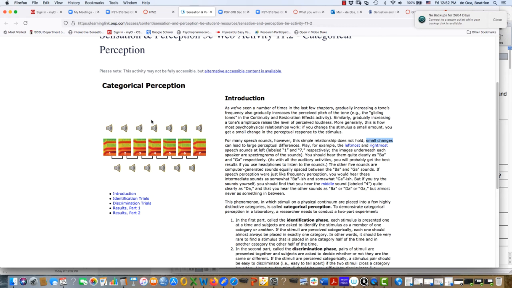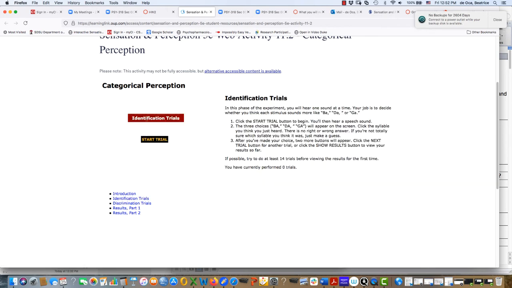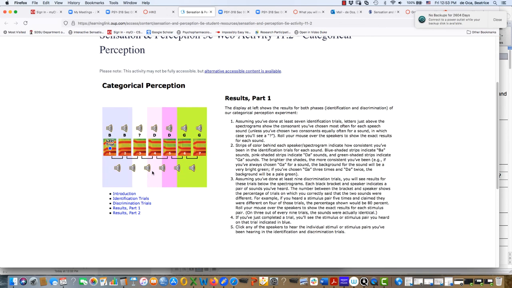For the homework assignment, your job is to start off with what are called identification trials. Da. And then you choose which one of these 3 it sounded like. Once I do the first one, I go on to the next trial. Da. The next one. Da. Next one. Da. Ba. Ga. Ba. You want to do several of these. It recommends to do at least 14. More the better. And at some point, show yourself the results.